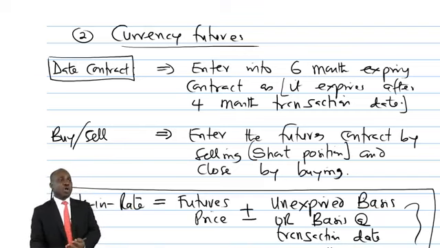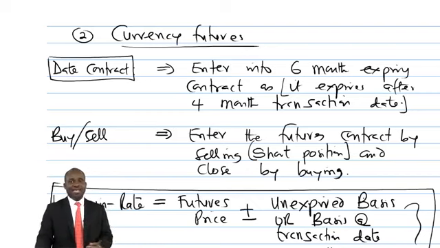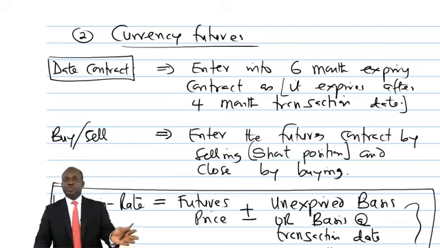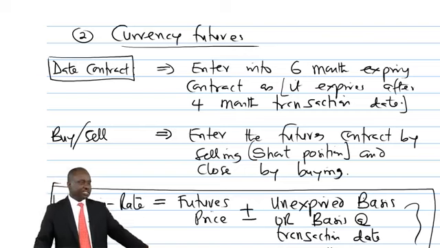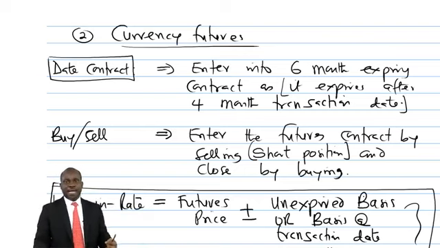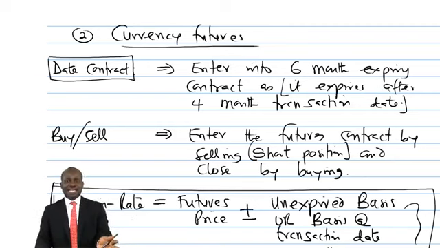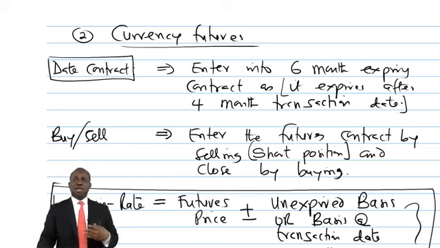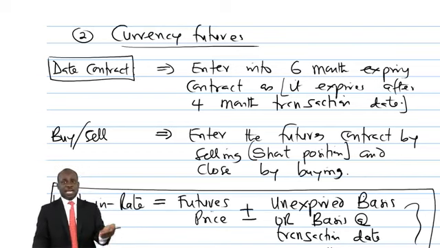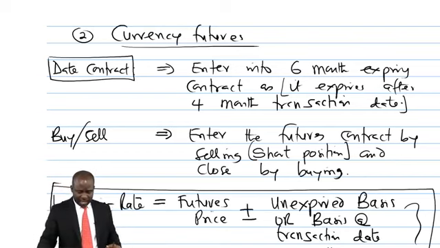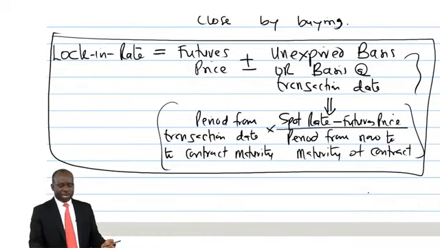If we have to go and pay dollars, then obviously we have to give out the CHF in order to go and buy the dollar. So CHF will be sold, and as such I will enter into the contract by selling the CHF contract, so that when the CHF depreciates, I'll buy back in order to make a profit. Then come and calculate the lock-in rate.